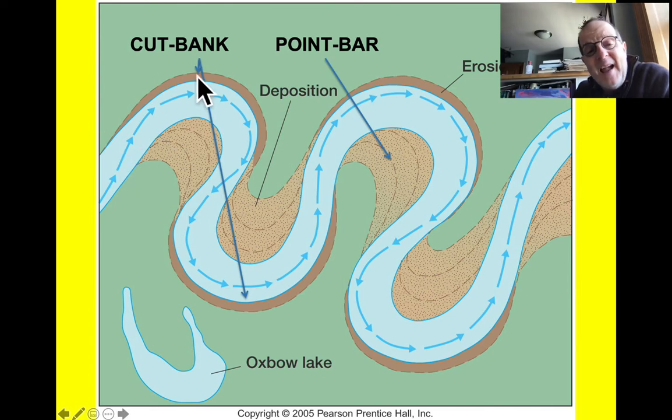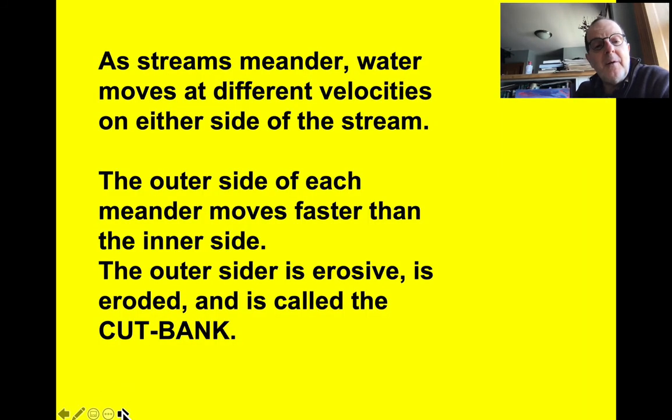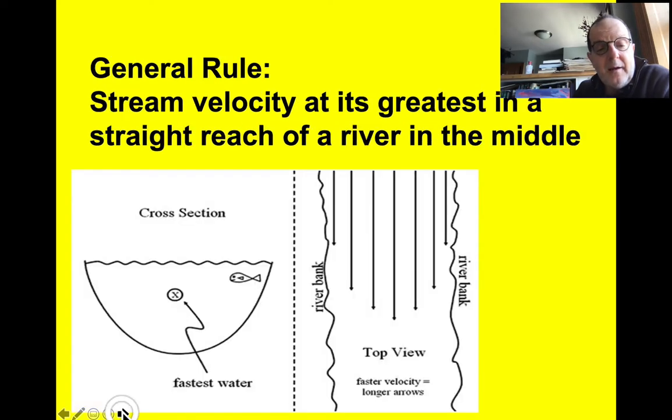That's the erosive part of the stream. The water moving faster on the outside goes a longer distance, and the slower water goes a shorter distance, right? And it ends up together. Overall, it averages out. As streams meander, water moves at different velocities on either side of the stream. The outer side of each meander moves faster than the inner side. The outer side is eroded, and is called the cut bank.